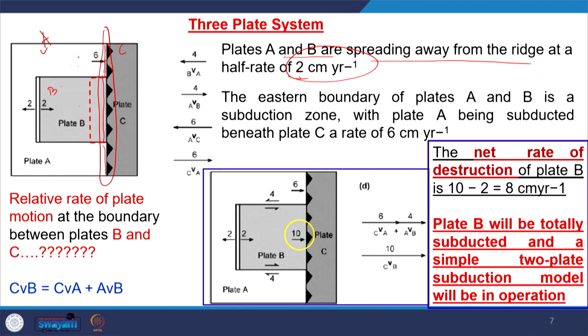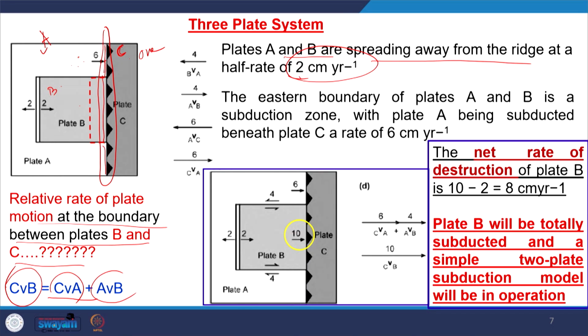Here, if you see, this plate C is an overriding plate. Though it is a plate we introduced later, let us assume it is an overriding plate. So, plate A is subducted under plate C. Similarly, plate B is also subducting under plate C. Now, the relative rate of plate motion at the boundary between plate B and C would be a vector addition. Simply, the relative velocity of B with respect to C equals the relative velocity of C with respect to A plus A with respect to B. This is the vector addition formula that we adopt to calculate the relative velocity of different plates.